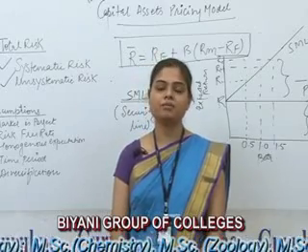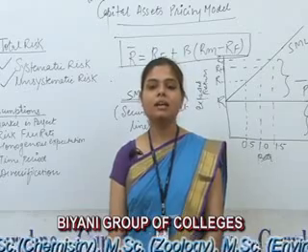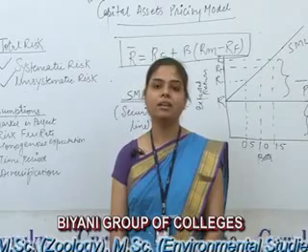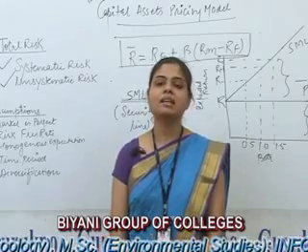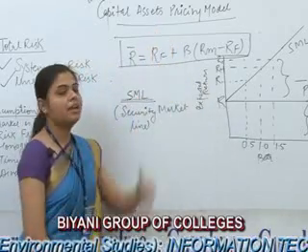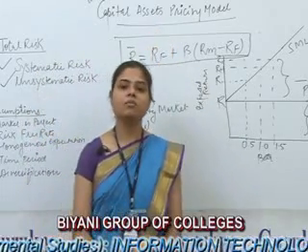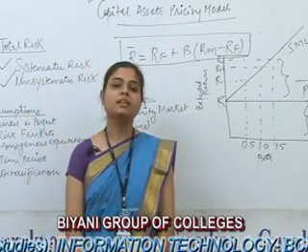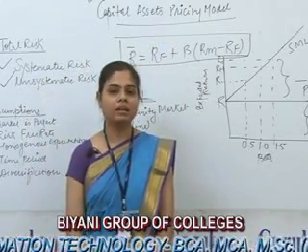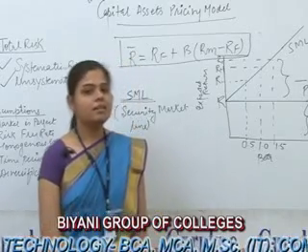The standard deviation of an individual security does not indicate how that security will contribute to the risk and return profile. So another measure is needed. The other measure is the capital asset pricing model. The capital asset pricing model was developed by William F. Sharpe. This model shows the relationship between the systematic risk and the return.